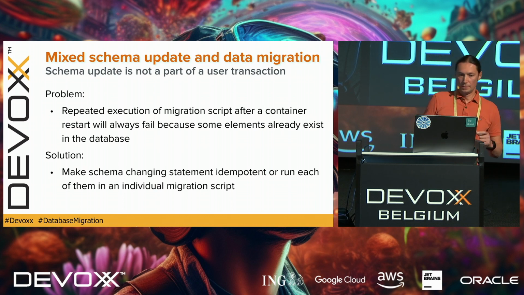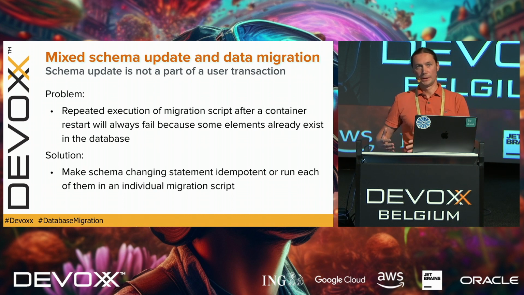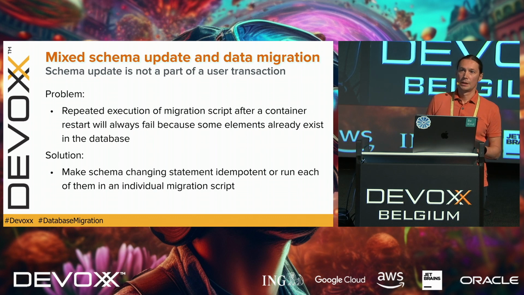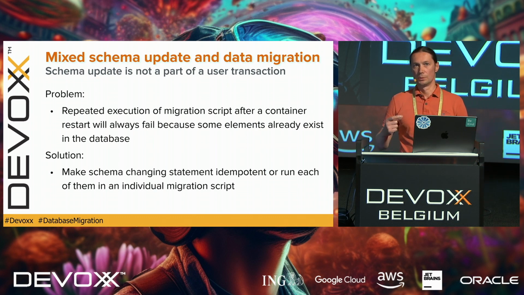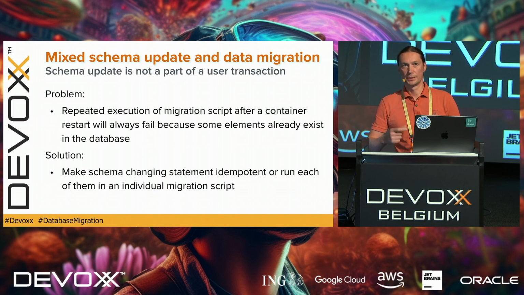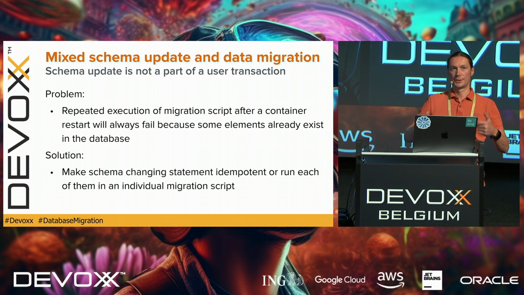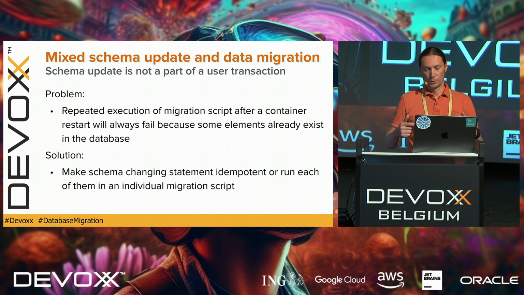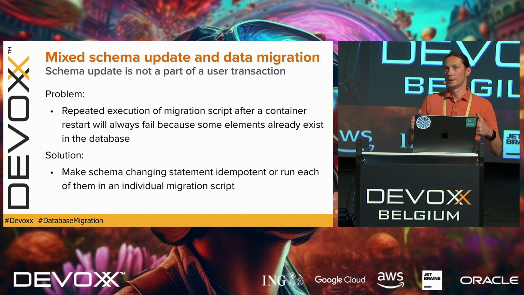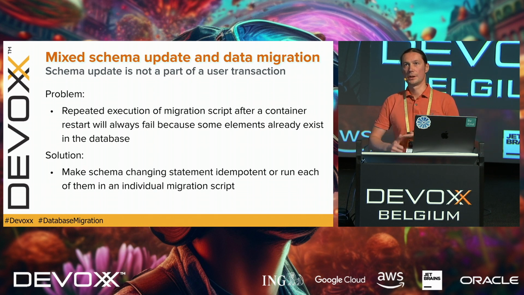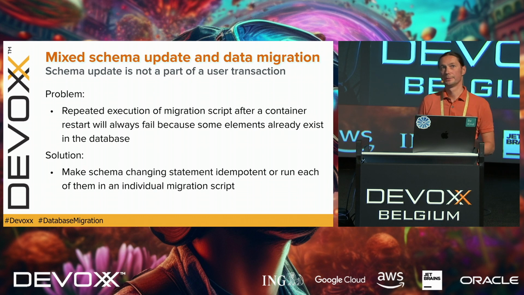When we would use this other type of database in this example, we would run into another problem. The schema update, the addition of new columns, would be successfully executed in the first run. And then after a restart, when the Spring Boot application would try to run the same database migration again, this migration would fail because the column already exists in the database.